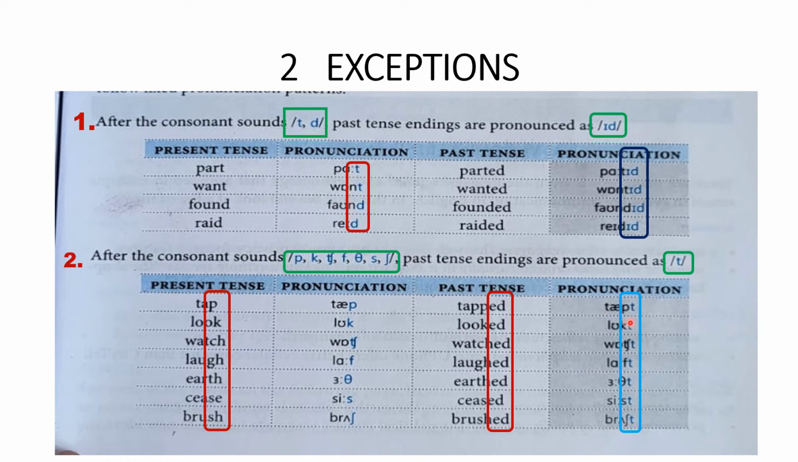The entire phonetic symbol chart is given here. I think you have gone through the consonants and the vowel sounds videos which I made already. If you are thorough with those videos, you will understand this lesson very easily. So these are the two rules you have to remember. These two sounds, t and d, and these seven sounds give a different kind of past tense endings: this is id and this is t. Parted, wanted, founded, raided: t and d sounds give id, and the others give t sounds. So remember all of you these past tense endings.